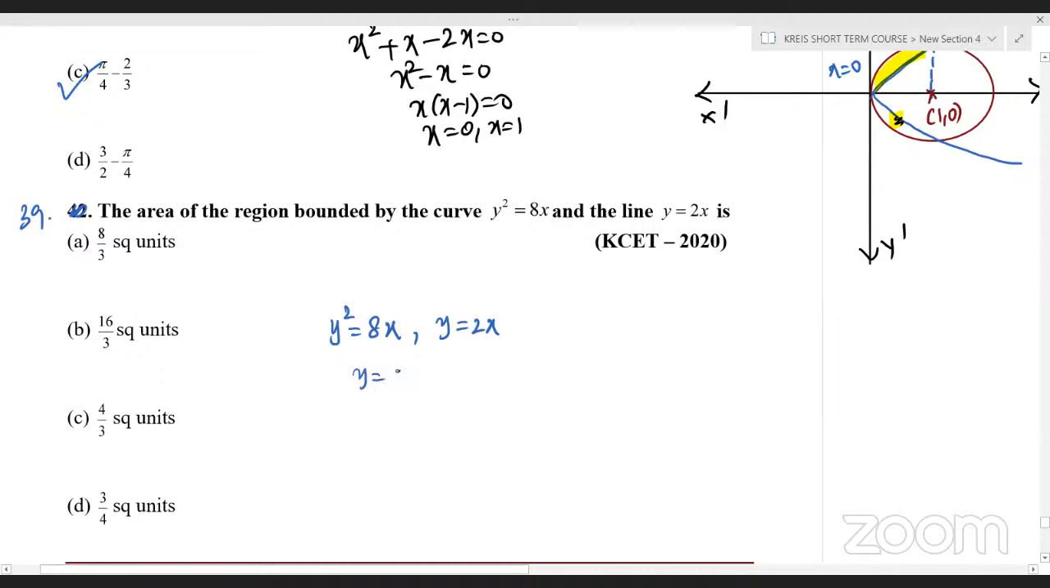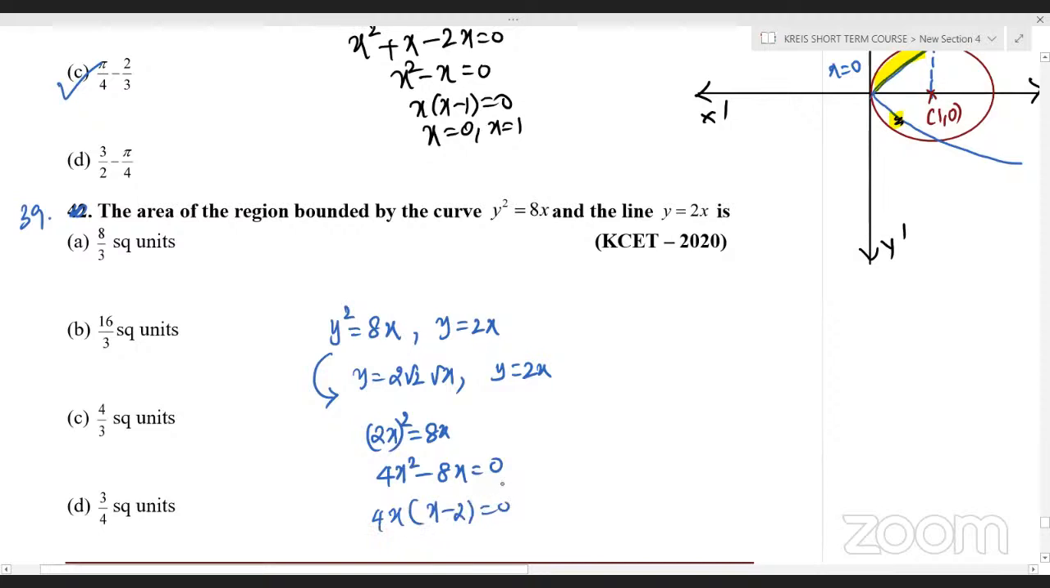Now y becomes nothing but 2 root 2 into root x, and here y is equal to 2x. Now if you solve these two, you can write 2x whole squared is equal to 8x. 4x squared minus 8x is equal to 0. So if you simplify this, you can find out the limits, where both the curves are going to intersect each other. So 4x into x minus 2 is equal to 0. Now this will be x is equal to 0 and x is equal to 2 you get.